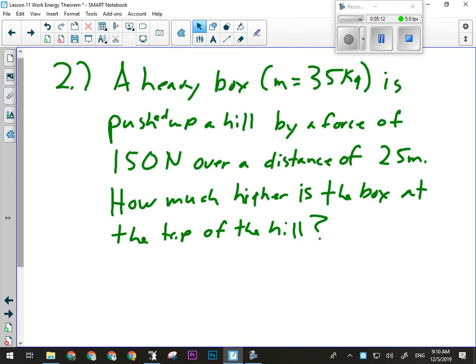Okay, so the answer to this one, spoiler alert, is 10, actually not 10.9 meters, 11 meters, because it's got to have the right number of significant figures.